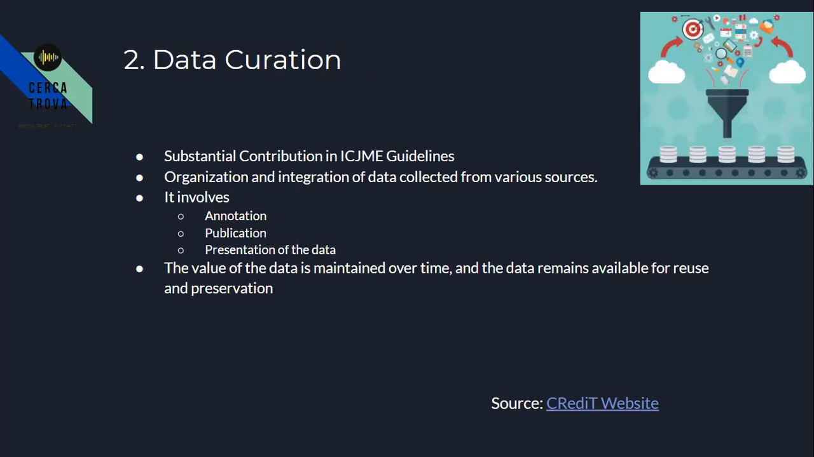Second thing, as per CRediT taxonomy, is data curation. Data curation is the organization and integration of data collected from various resources. You can collect data from a questionnaire. You can collect data from online sources if you are doing a literature review. It involves annotation, publication, and presentation of data. It is the responsibility of authors, usually of the corresponding author.